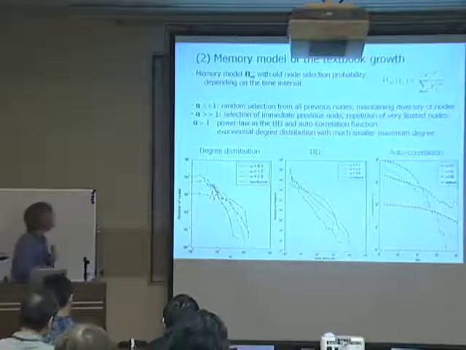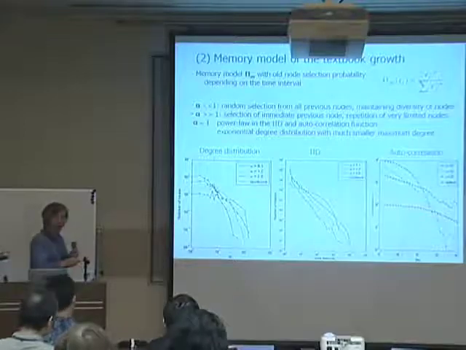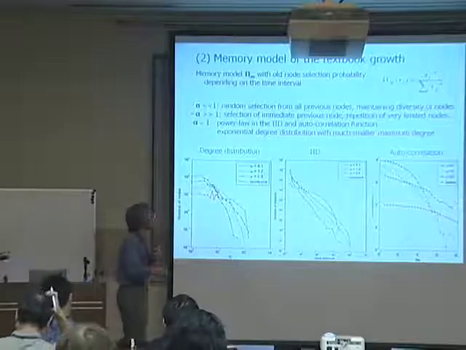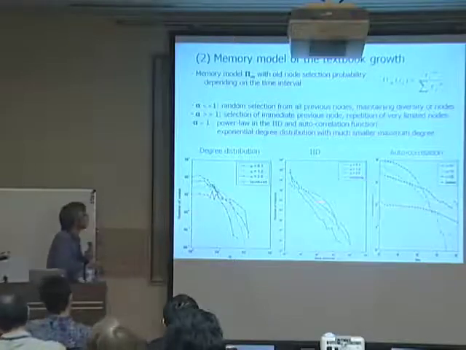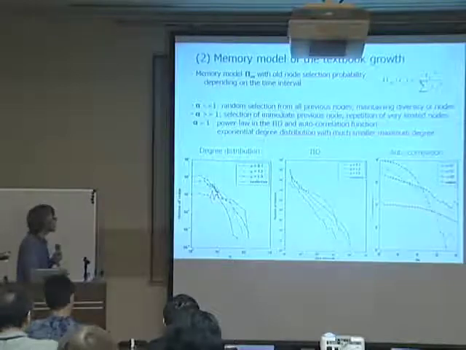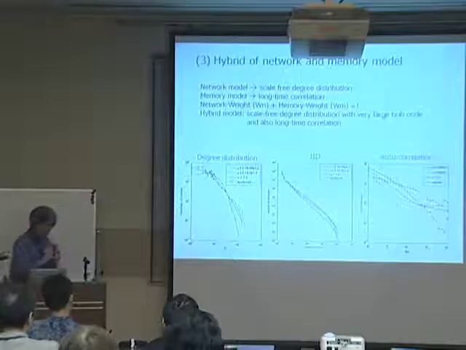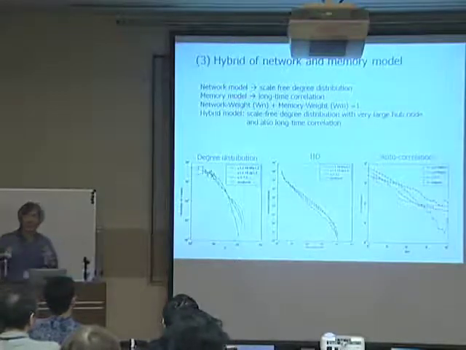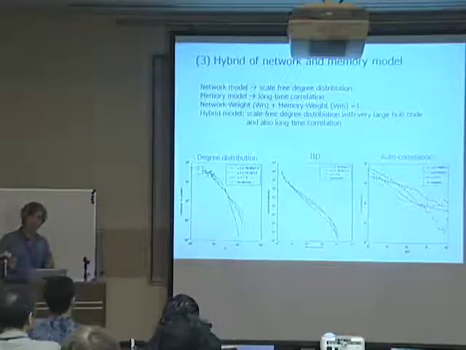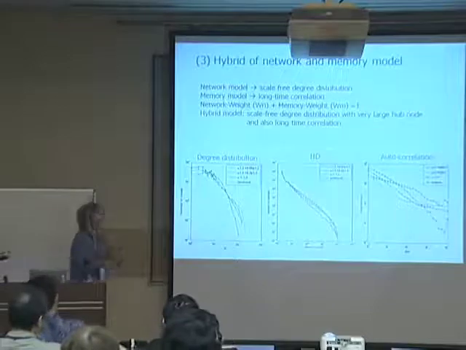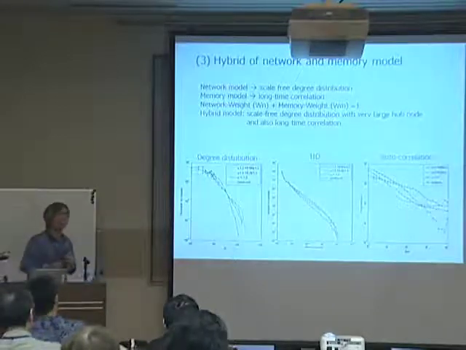So instead, when alpha equals 1, we have good time correlation behavior and power-law behavior in the event interval distribution. But the problem is that the system size is much smaller than the textbook. So, as a summary, the network provides a scale-free distribution with very large connectivity, and the memory model provides long-time correlation.